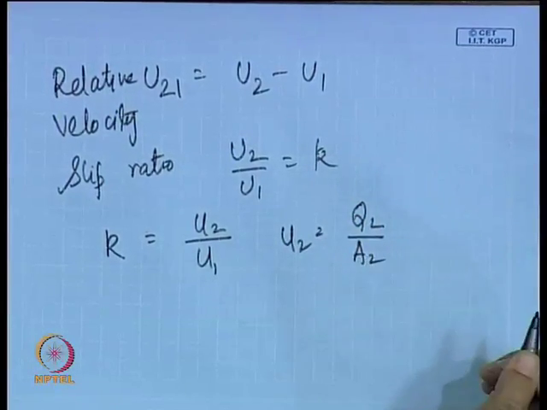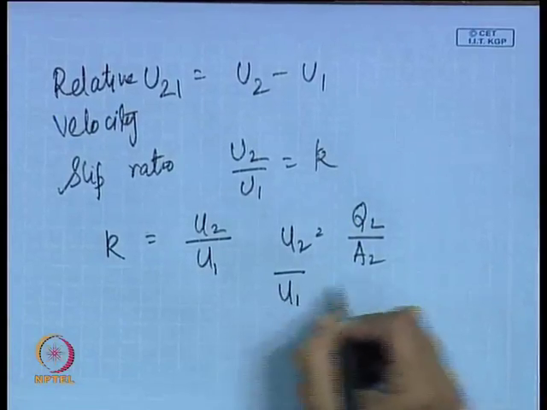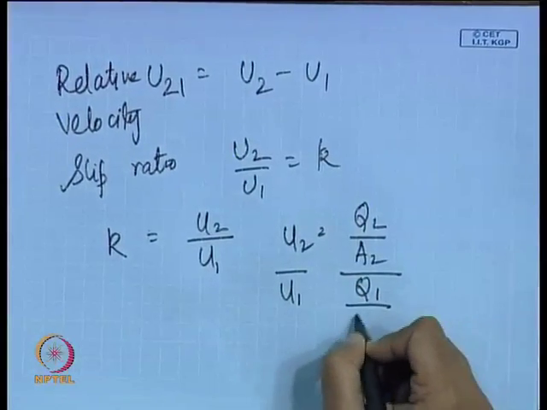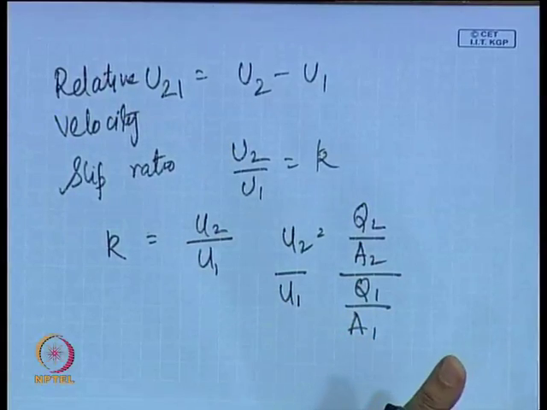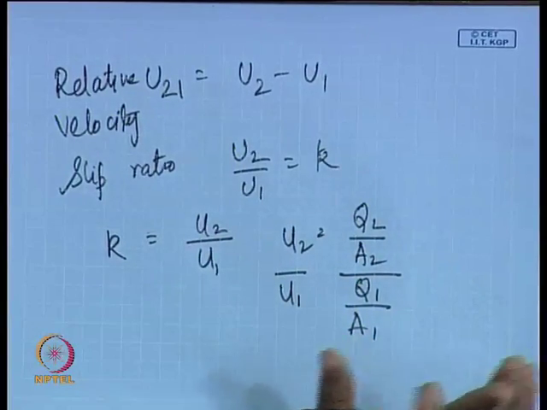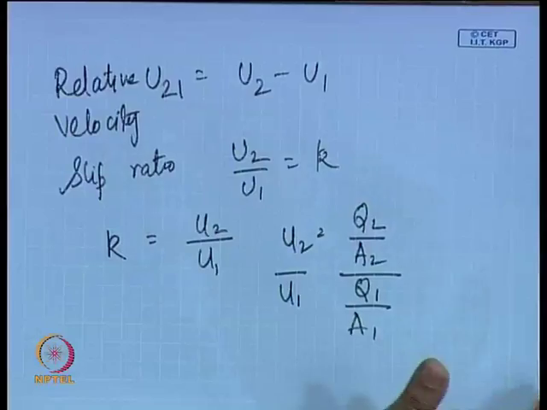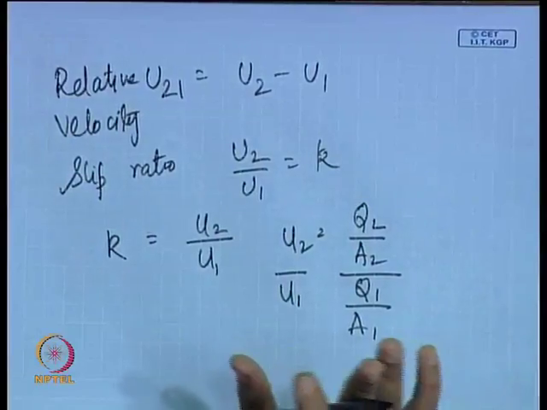Q2 by A2. What is U1? Q1 by A1. Now, A1, A2, they are definitely not measurable. If there is condensation or boiling, then in that case Q2, Q1 does not have much meaning. Under those circumstances, W1, W2 are better, because at least if we know the quality, we can find out W1, W2, isn't it?